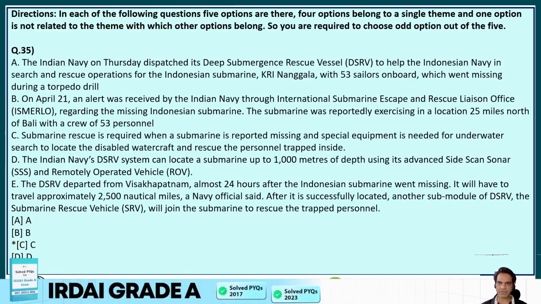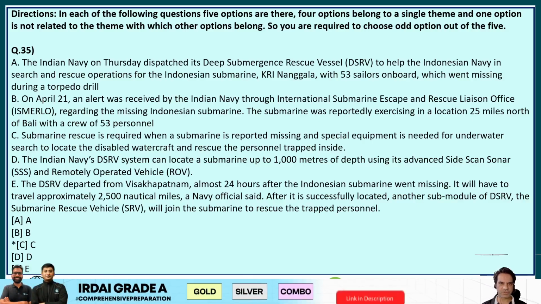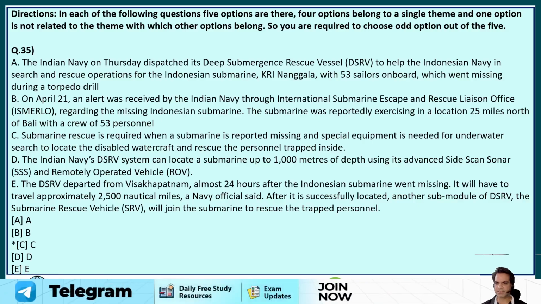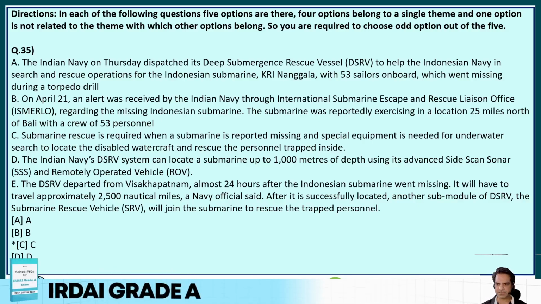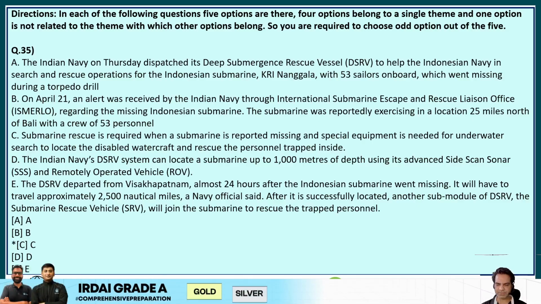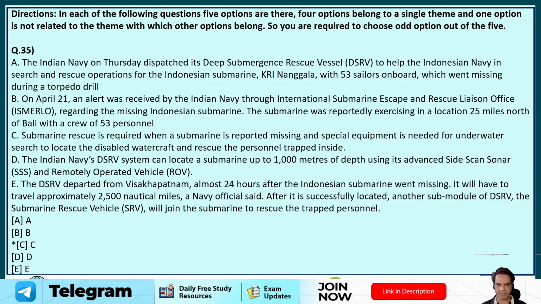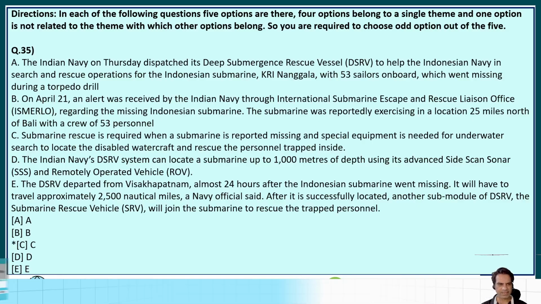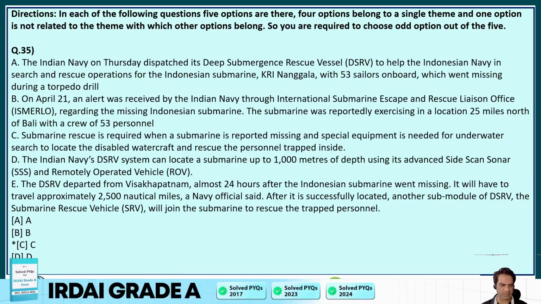Next, again we have to find the odd one out. The Indian Navy on Thursday dispatched its Deep Submergence Rescue Vessel DSRV to help Indonesian Navy in search and rescue operations for the Indonesian submarine KRI Nanggala with 53 sailors on board which went missing during a torpedo drill. On April 21, an alert was received by Indian Navy through International Submarine Escape and Rescue Liaison Office regarding the missing Indonesian submarine. Okay, submarine rescue is required when a submarine is reported missing and special equipment is needed for underwater search to locate disabled watercraft. The Indian Navy DSRV system can locate a submarine up to 1000 meters of depth using its advanced side scan sonar and remotely operated vehicle. And the DSRV departed from Visakhapatnam almost 24 hours after the Indonesian submarine went.